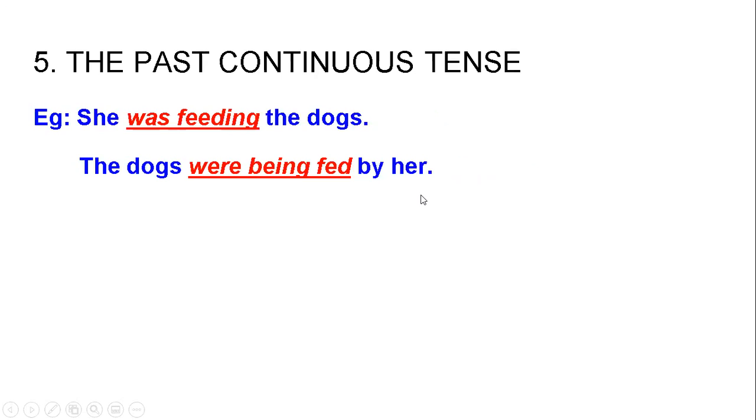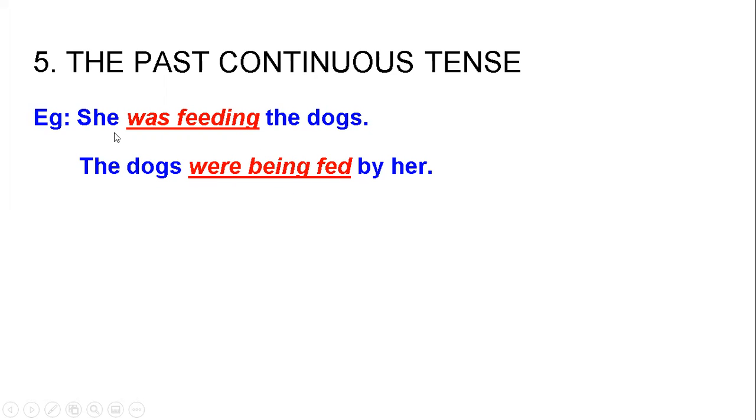Easy? If you have the past continuous tense, continuous, I told you what word you have to use when you have a continuous tense? Being. All right, don't forget those tips because they are the ones that are going to help you to get all your sentences right in all your tests and exams. So remember these tips very carefully.